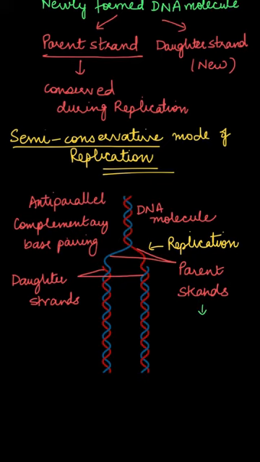And thus, Watson and Crick could conclude this particular type of replication by looking at these two properties of DNA, which are the antiparallel nature and the complementary base pairing.